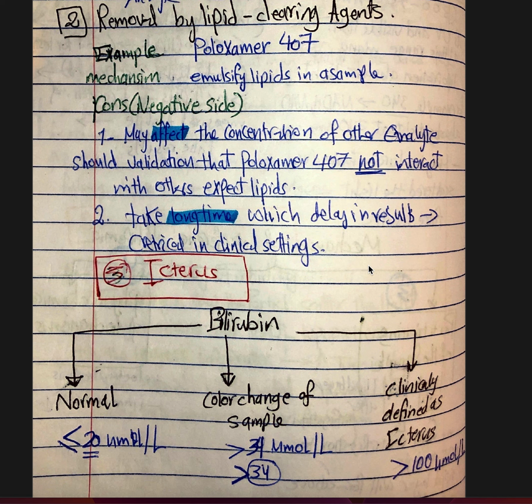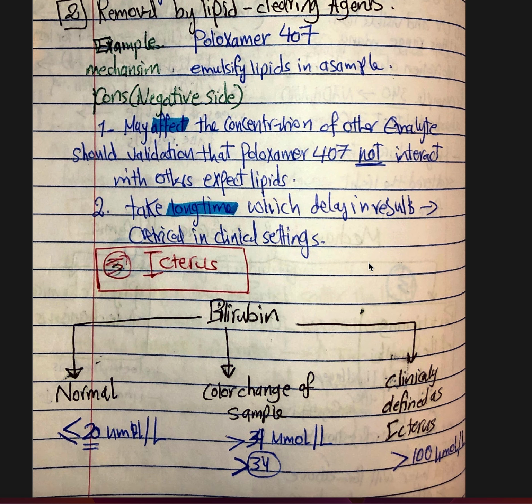But we have two problems with poloxamer 407. First, unexpectedly, it may interact with other substances in the sample. The other problem is that it takes a long time to take action, which is not good in critical clinical settings. That's our point about poloxamer 407.